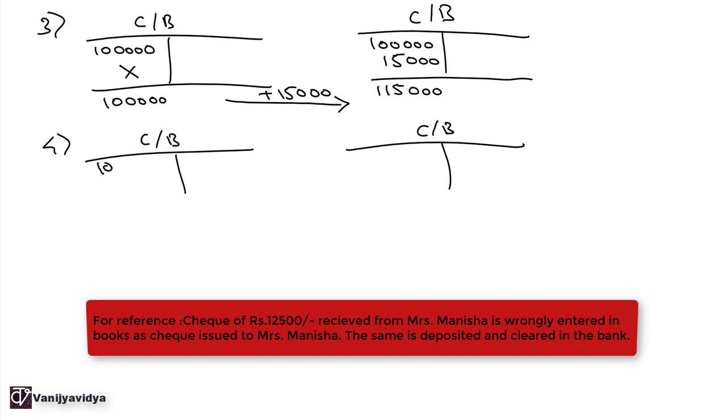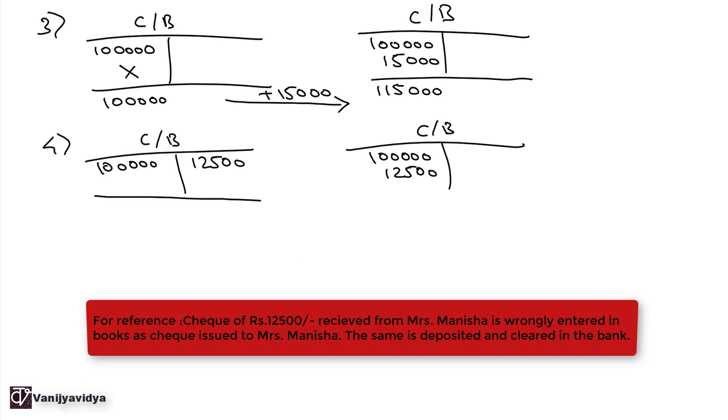So now let's assume the balance as 1 lakh debit. So check was received from Manisha, but initially it was recorded as check issued to Manisha. So the entry would have been Manisha account debit to bank account. So on the credit side of cash book, I'll write 12,500. Now what is the correct entry? The correct entry should have been bank account debit to Manisha account 12,500. So on the debit side of cash book, should be having 12,500.